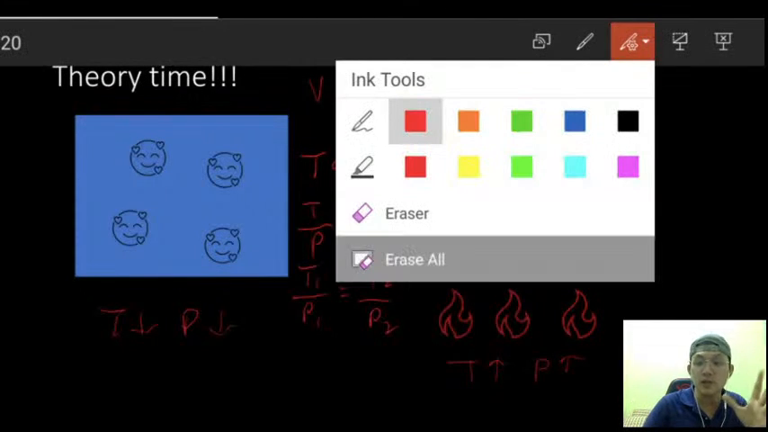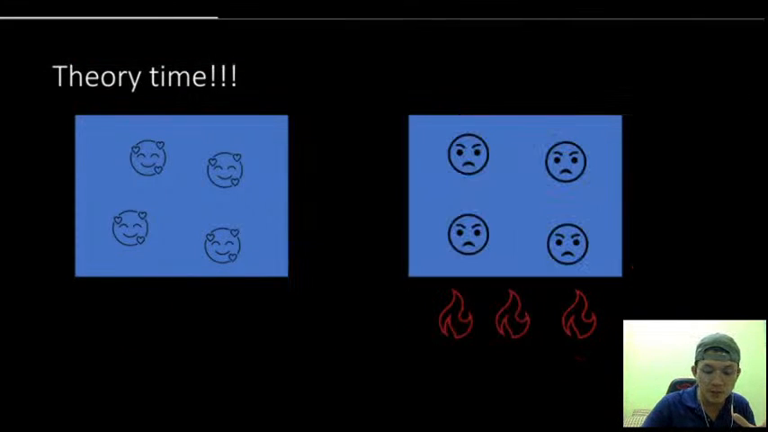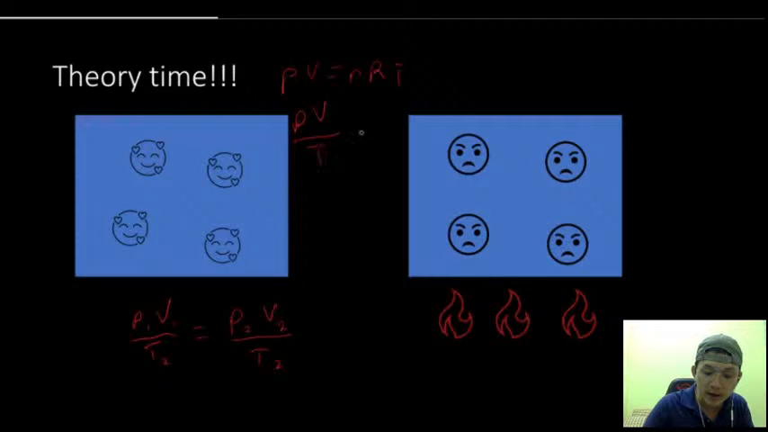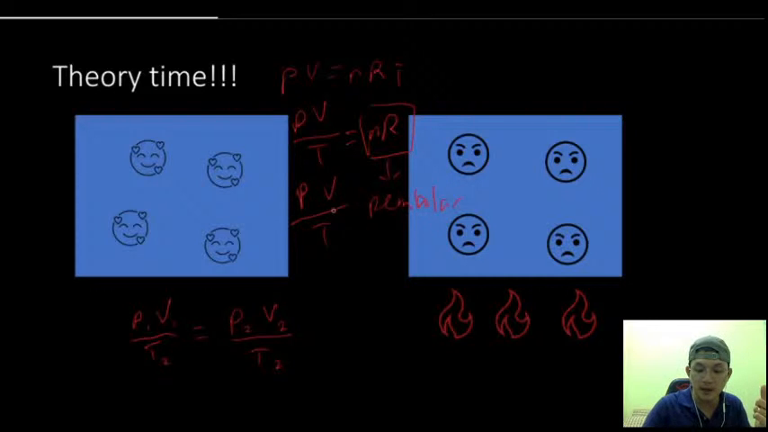Okay, so this one actually we learned in Form 6. Use P1 V1 divided by T1 adalah sama dengan P2 V2 divided by T2. Okay, and it also comes from this formula, PV is equal to nRT. So PV bahagi T adalah sama dengan nR, dan kedua-dua ini ialah pemalar. Okay, PV divided by T sama dengan pemalar.